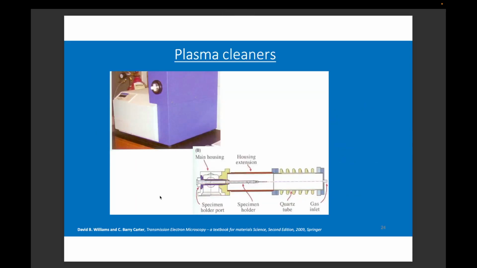So this is an example of a plasma cleaner, where we put our specimen after doing the final thinning, and then finally we clean it with the plasma.